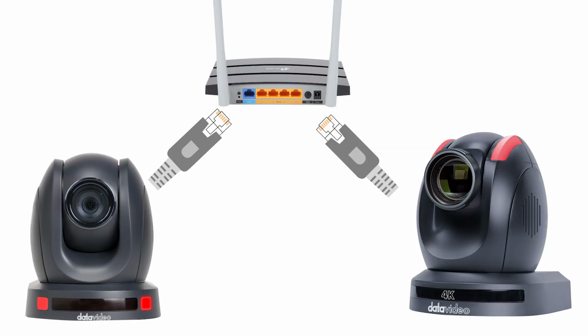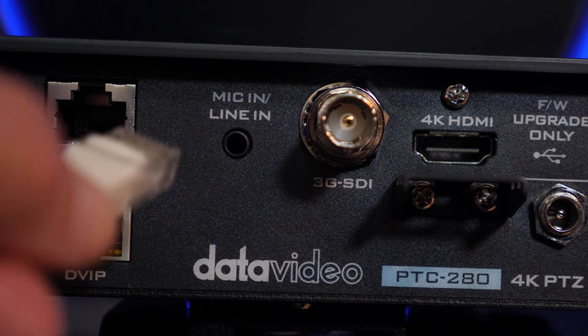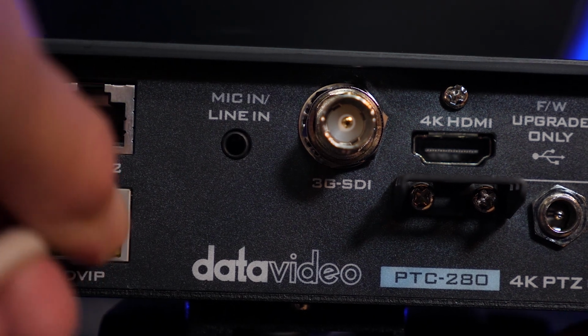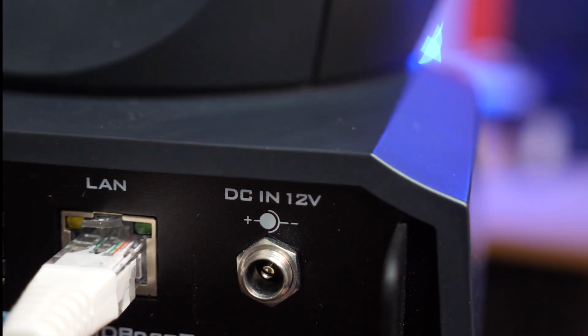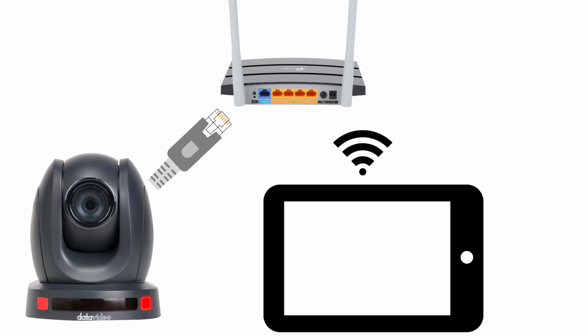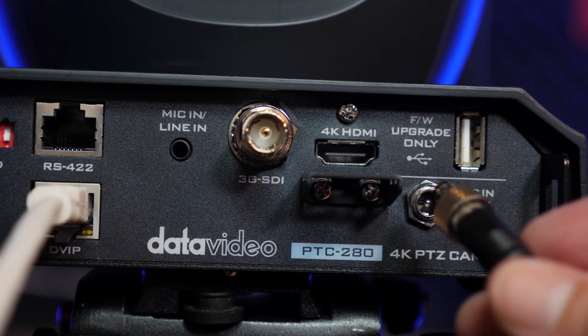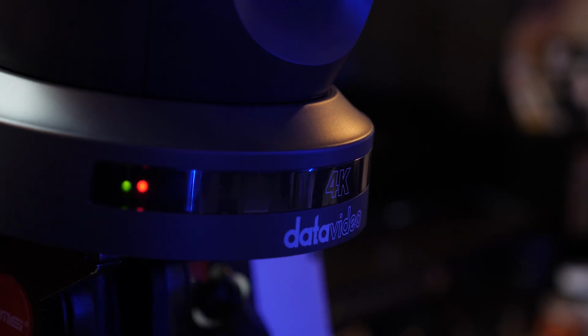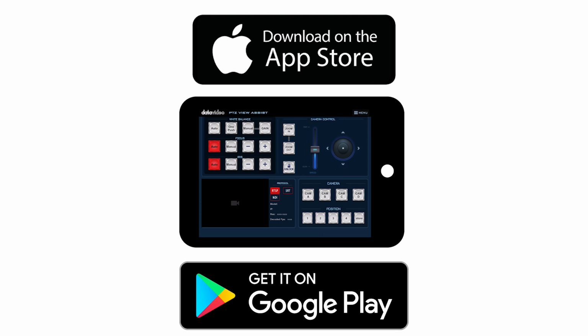And step 2 is to connect all of your cameras to your network router using an Ethernet cable and plug it into the DVI-P or LAN port, depending on the camera you're using. Make sure your tablet is connected to the Wi-Fi on the same network. Make sure your router is on, then plug in your cameras to turn them on. Step 3 is to download the PTZ View Assist app on the Google Play Store or App Store.